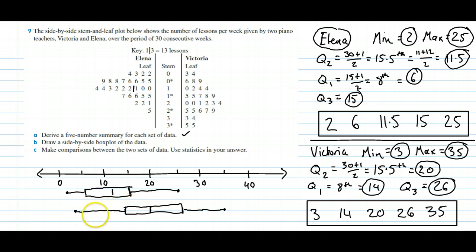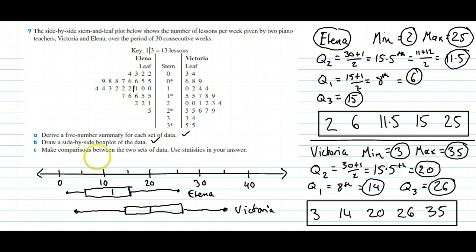and it's another ugly looking box plot, but it really does tell us what we want to know. It tells us where the key points are, and it allows us to compare the spread, the variability of the 2 data sets, and it certainly allows us to see that Victoria was giving a lot more piano lessons than Elena. That's pretty clear to see. So we've drawn a side-by-side box plot of the data. I should just label this one Elena, and this one Victoria, just so we're clear.